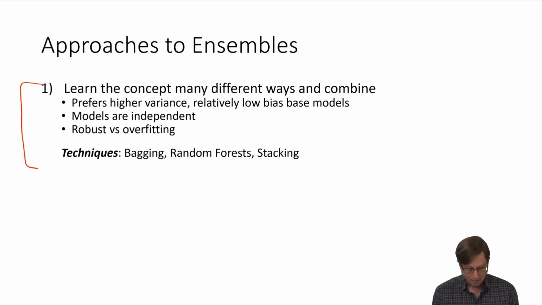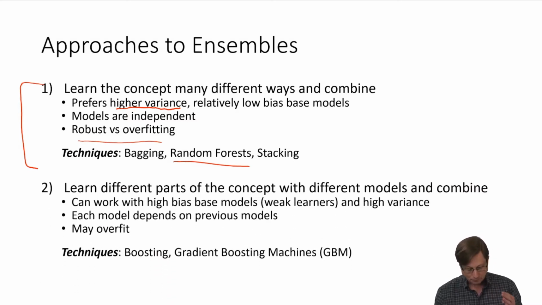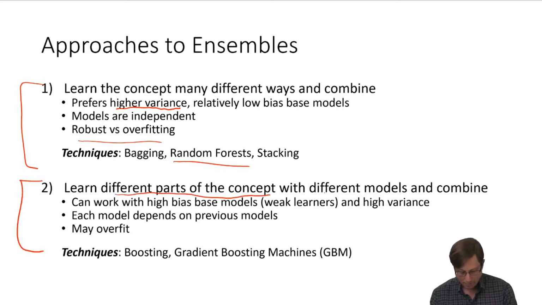And we talked about random forest, and the idea here is to have high variance learners that can learn with relatively low bias and then combine them. It's robust against overfitting because of the way things average out problems. Simple to use. What we're going to talk about in this lecture is that act of learning different parts of the concept with different models and then combining.